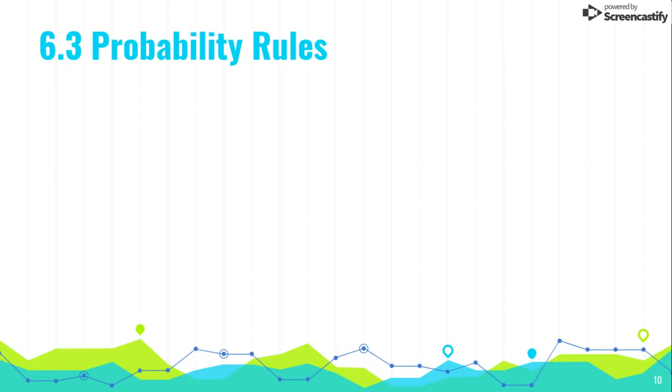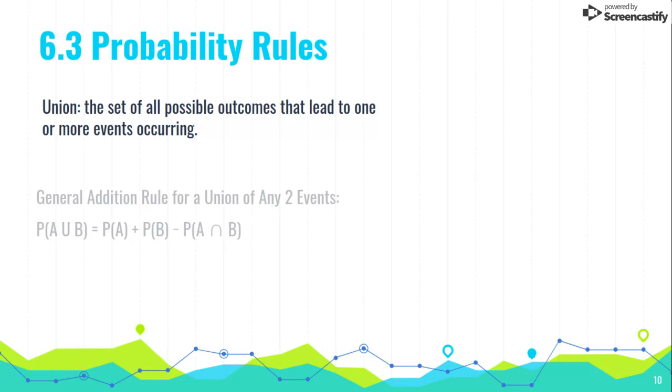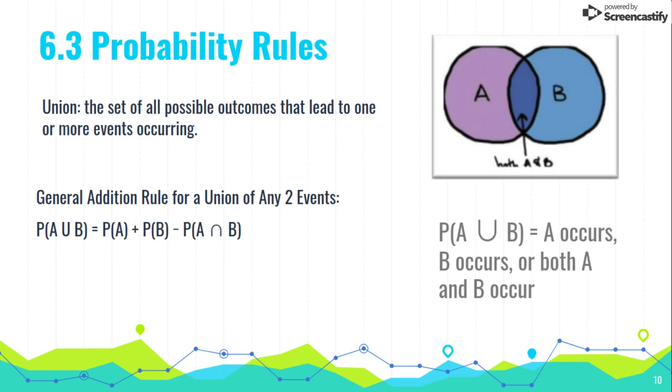6.3 probability rules. Union: the set of all possible outcomes that lead to one or more events occurring. The general addition rule for a union of any 2 events is the probability of A or B equals the probability of A plus the probability of B minus the probability of A and B.